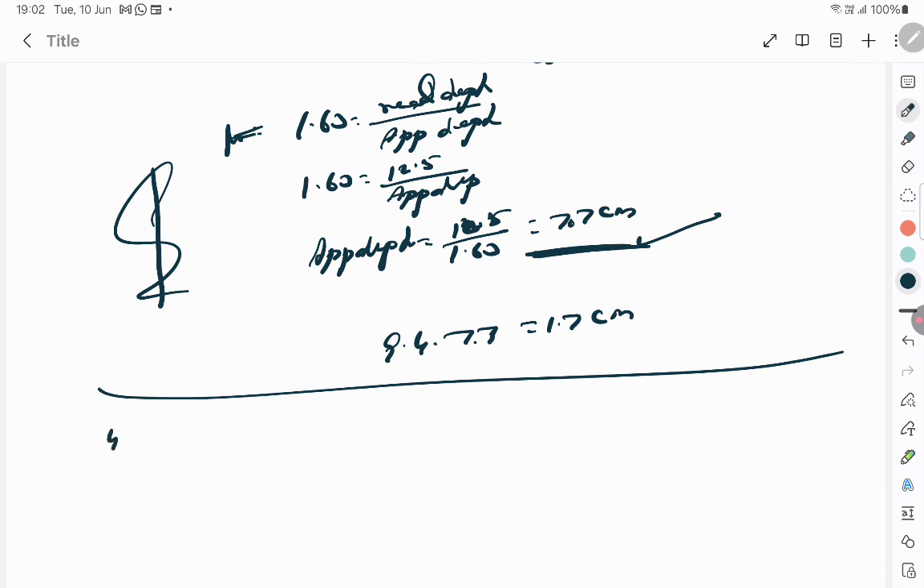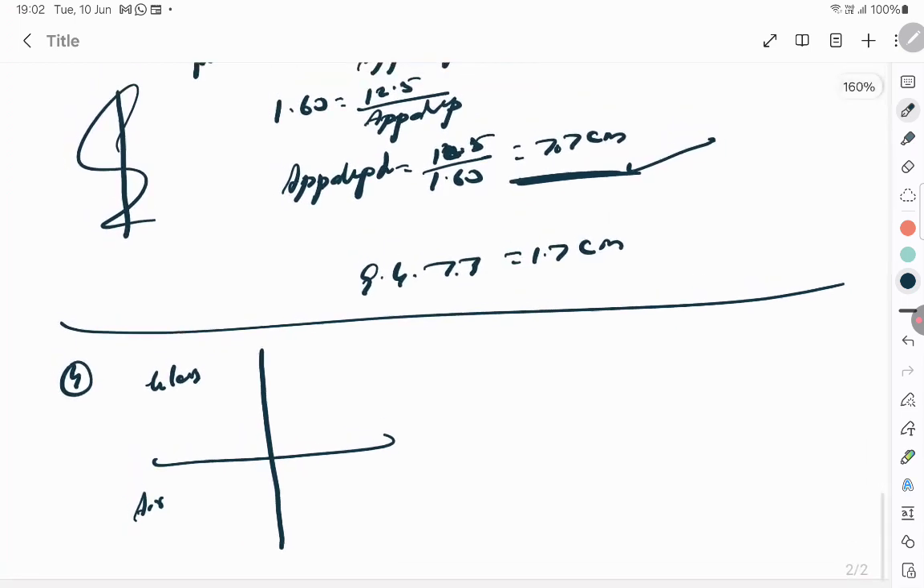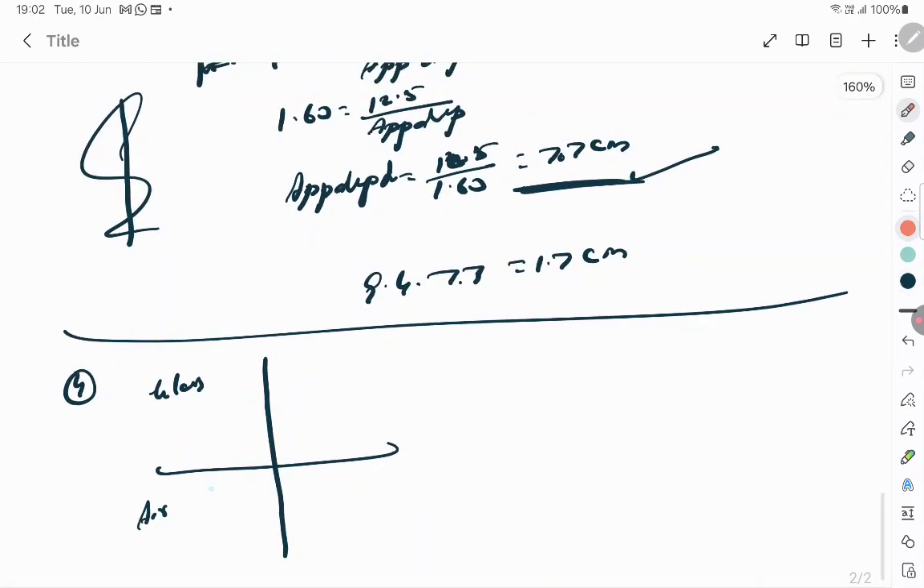So let's go to the fourth question. The fourth question shows that this is glass and this is air, and you have a normal. The light ray is entering from air to glass. It's falling at an angle of incidence of 60 degrees, and it's from a rarer medium into a denser medium, so it's bending towards the normal, and this angle they've given to be 35 degrees.